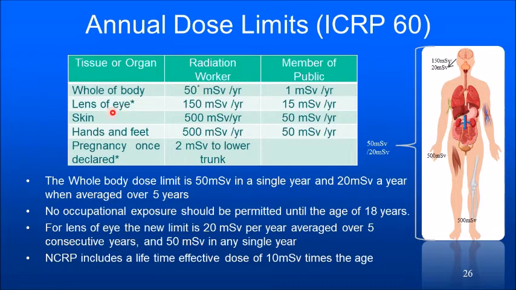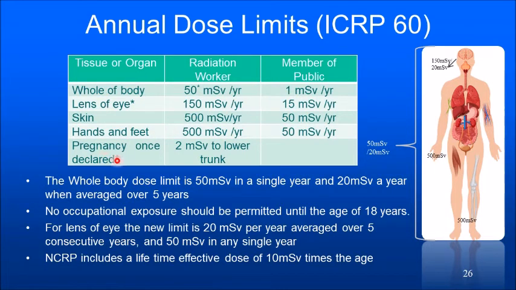For the lens of the eye, it is 150 millisievert per year for a radiation worker and 15 millisievert per year for a member of the public. For skin, for a radiation worker, it is 500 millisievert a year, and for a member of the public, it is 50 millisievert per year. For hands and feet, it is 500 millisievert per year for a radiation worker, and for a member of the public, it is 50 millisievert per year. So if you look at all these, for the member of the public, it is 1/10 of the radiation worker, except for the whole body.